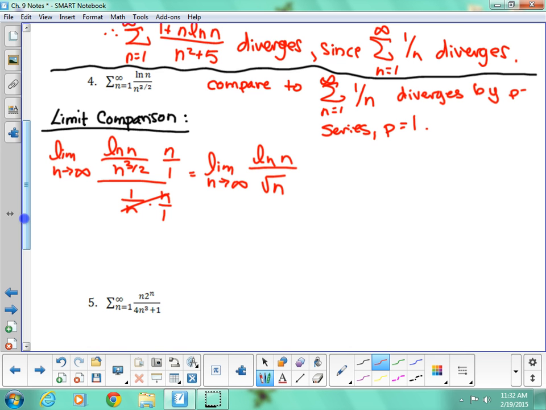Okay, so then I do infinity over infinity, l'Hôpital's, right? So 1 over n over 1 over... Does it make sense, l'Hôpital's? So I have 1 over n over 1 over 2 root n. Oh, crud.